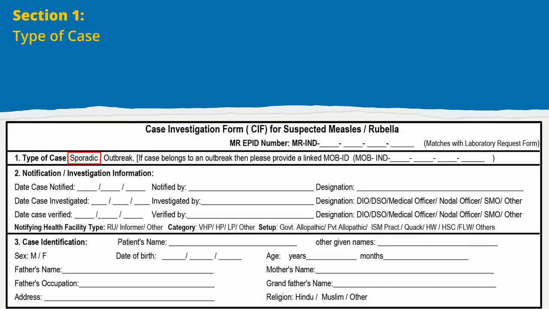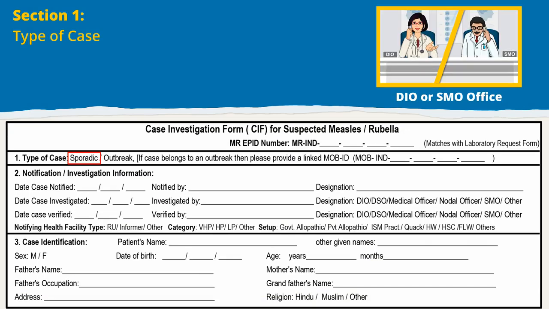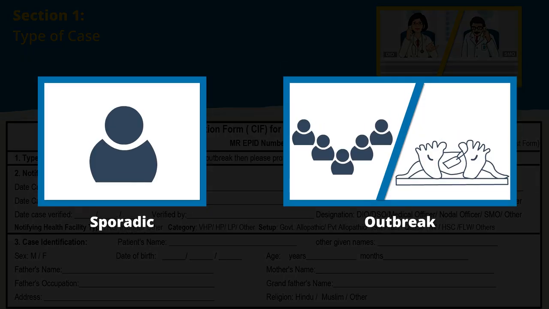The first section will be filled by DIO or SMO office. A case is sporadic until and unless it is part of an outbreak having 5 or more suspected measles cases or 1 suspected measles death.